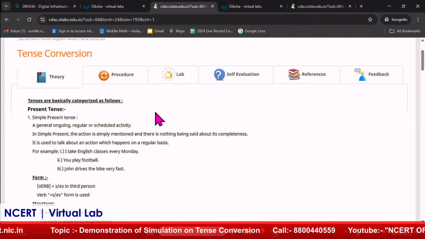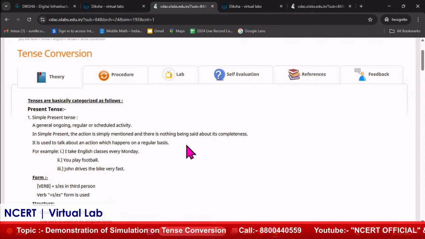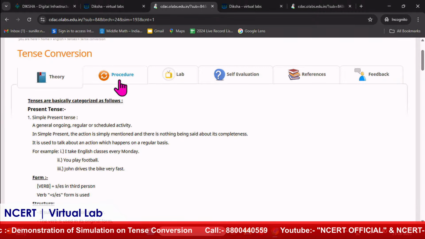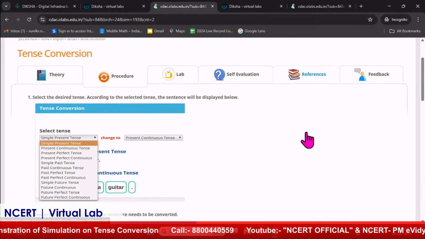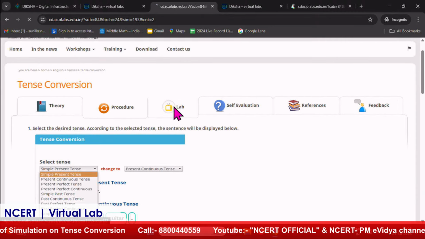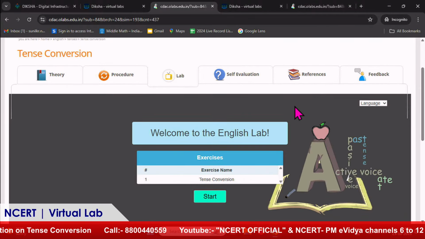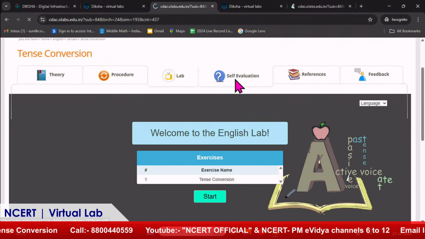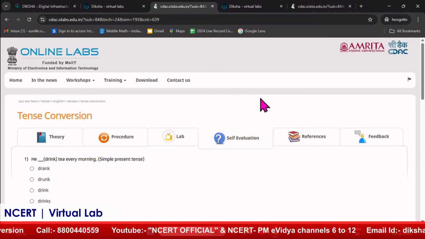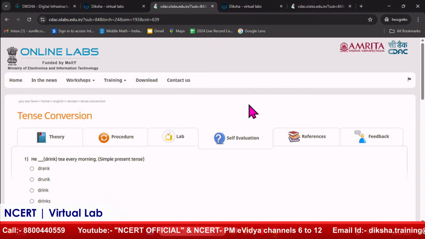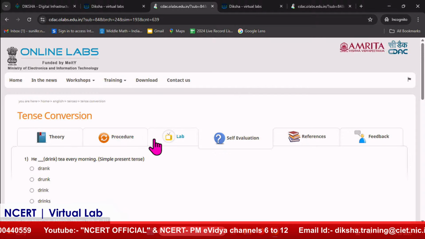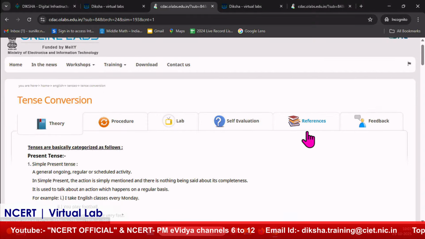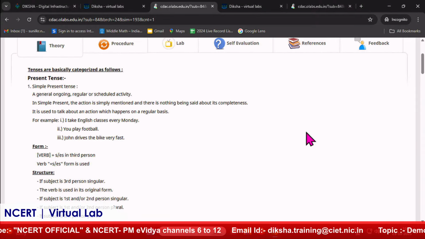So, it has several tabs. It has got a theory tab to explain things to you, and a procedure on how to do the exercises that are given over here. There is a lab portion, where we do exercises, and self-evaluation where there are some final exercises to do, and there are references and feedback. So, without much ado, let's begin with the tenses.